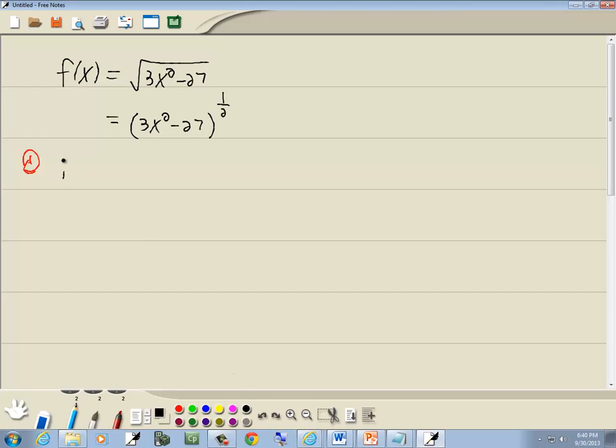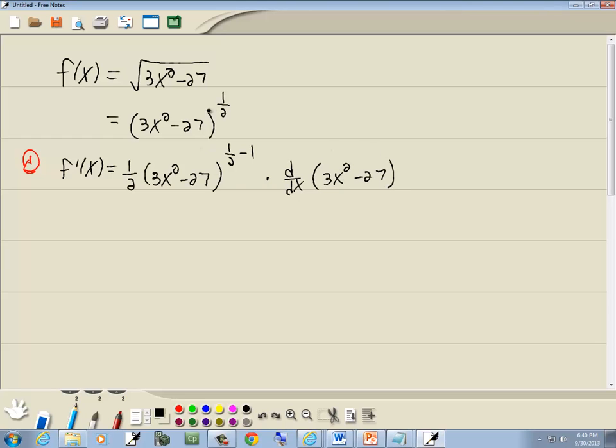Well, this is a chain rule, specifically a general power rule. We've got parentheses to a power. And our formula says you take your power, you put it out in front. What's inside the parentheses remains as is. Then you lower your power by 1. So you take 1/2 minus 1. And then you multiply it times the derivative of what's inside the parentheses.